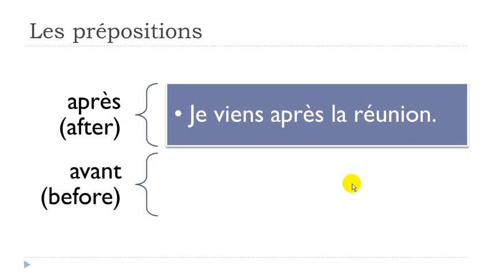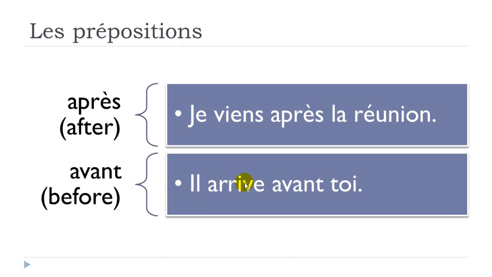Okay? Then, avant means before. Il arrive avant toi. Arriver, to arrive, he arrives. Avant, before, toi, you. Remember, this is what we call this pronom tonique. Okay, so it's you.